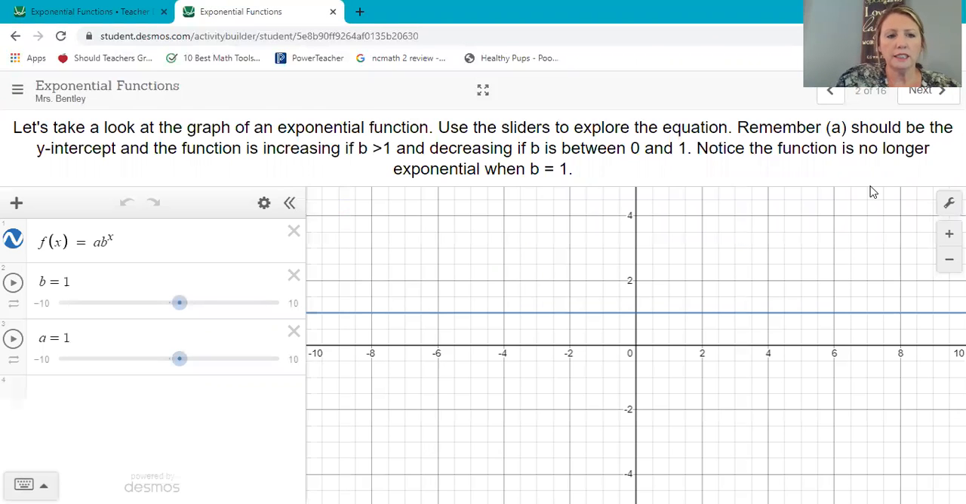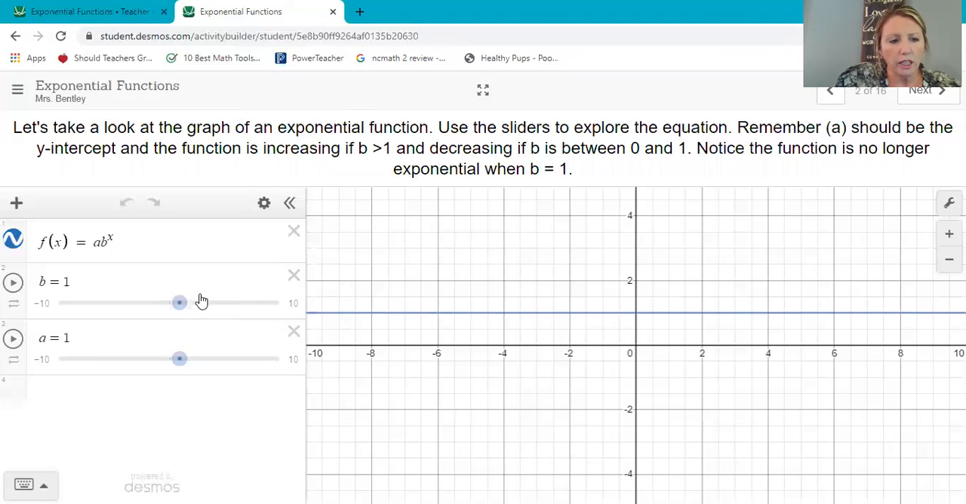So here it says, let's take a look at the graph of an exponential function. Use the sliders to explore the equation. Remember, A should be the y-intercept and the function is increasing if B is greater than 1, and it's decreasing if B is between 0 and 1. Notice that where B equals 1, we're basically getting a horizontal line. So that is no longer an exponential function.